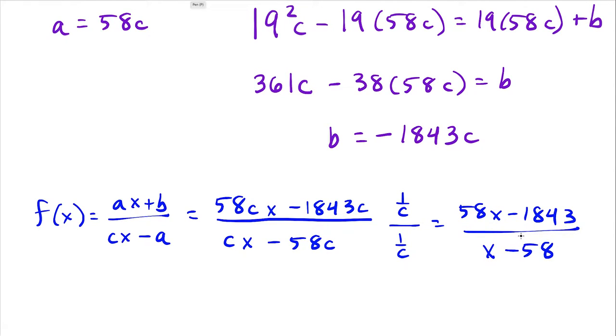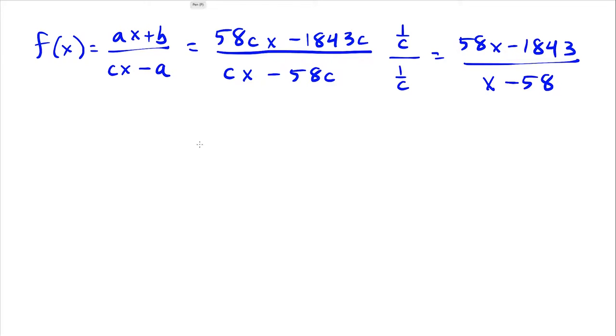So now at this point here, we could see that the domain is x is not allowed to equal 58. And also the range, the horizontal asymptote is clearly y equals 58, so that would be excluded from the function. Now one last measure we could go forward with here is we could divide 58x minus 1843 by x minus 58 using polynomial division.